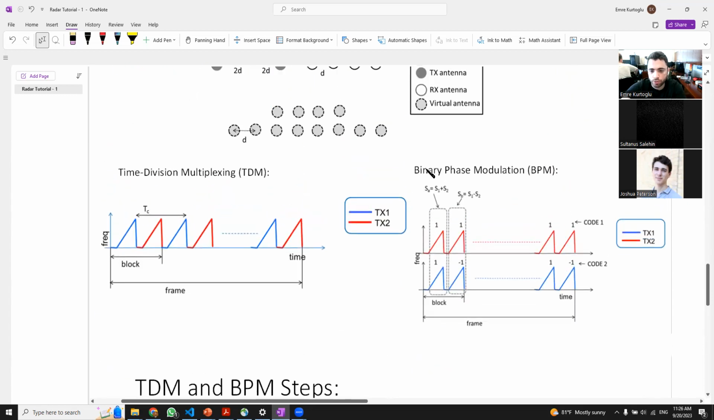The only advantage of this binary phase modulation is that since it's using both transmitters for each chirp, it has a higher signal to noise ratio. You can get stronger signals with the binary phase modulation method. Other than that, everything is the same as time division multiplexing.